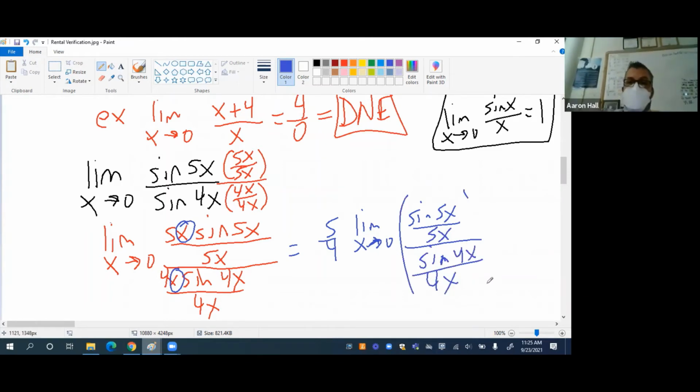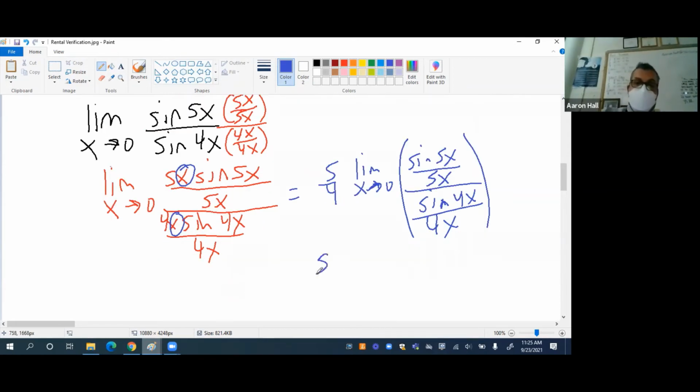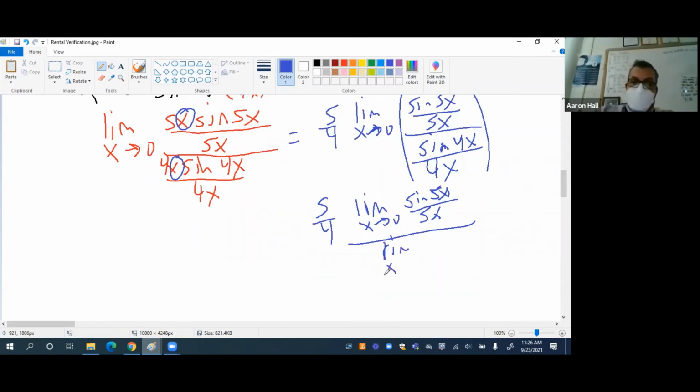Now we have another law that says if I have the limit of a function over a function, I can separate them. So I still have this 5/4 times the limit as x approaches 0 of sine of 5x over 5x, over the limit as x approaches 0 of sine of 4x over 4x.